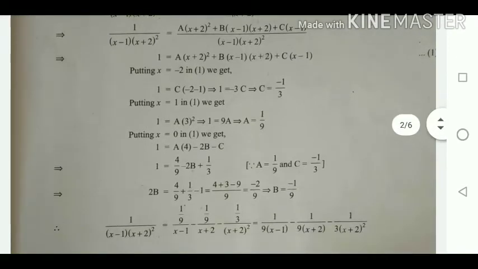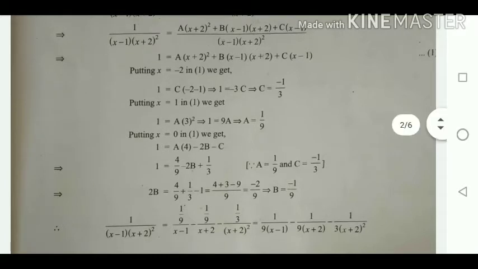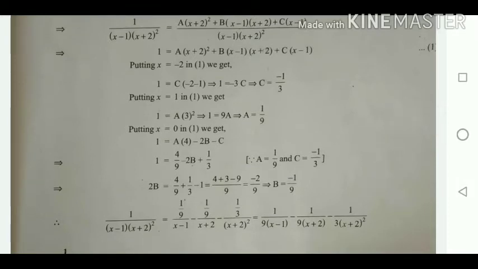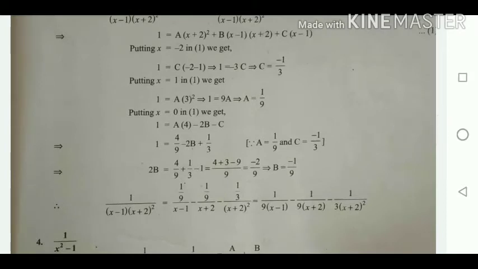Putting x equal to minus 2, because here the value x plus 2 is there. Okay, if you put minus 2 in the place of x, we are getting the c value, as the a value as well as the b value becomes 0, because in a and b we are having the terms x plus 2. So we are getting the value of c equal to minus 1 by 3. Next you have to substitute the value x equal to 1 in equation 1. Now b and c become 0, the value of a becomes 1 by 9.